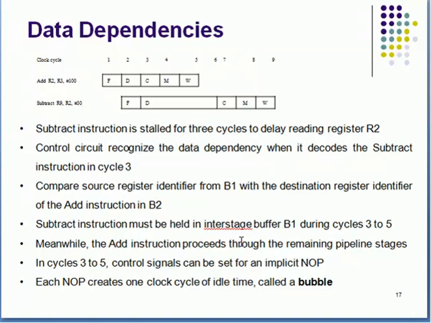So to avoid that, we have to delay the execution of the second instruction until we get the answer from the first instruction and then start performing the process. So this is the way we can solve the pipelining issues.